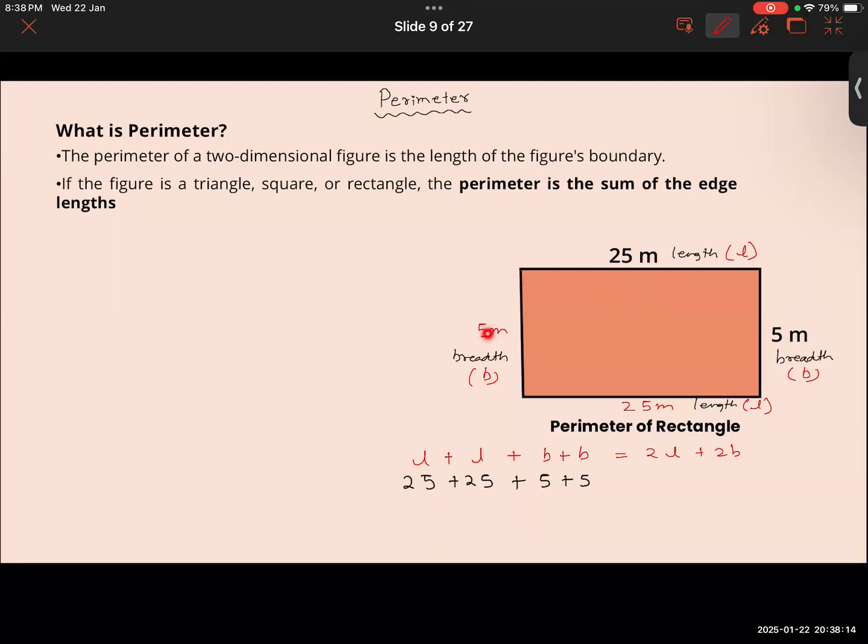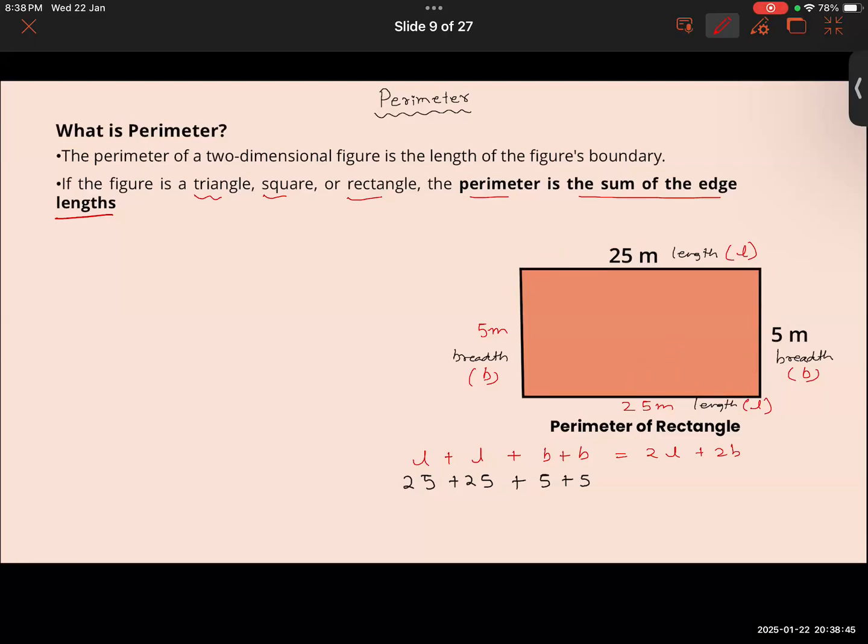Nonetheless, the main thing we have learned here is what is perimeter. So perimeter of a two-dimensional figure is the length of the figure's boundary. So in any given 2D shape, whether it be a triangle, a square or a rectangle, the perimeter will be the sum of the edges, basically, the sum of the edge lengths. Got it? These are the edges of this given figure. So we have to simply find the sum of the edges and that gives you perimeter.